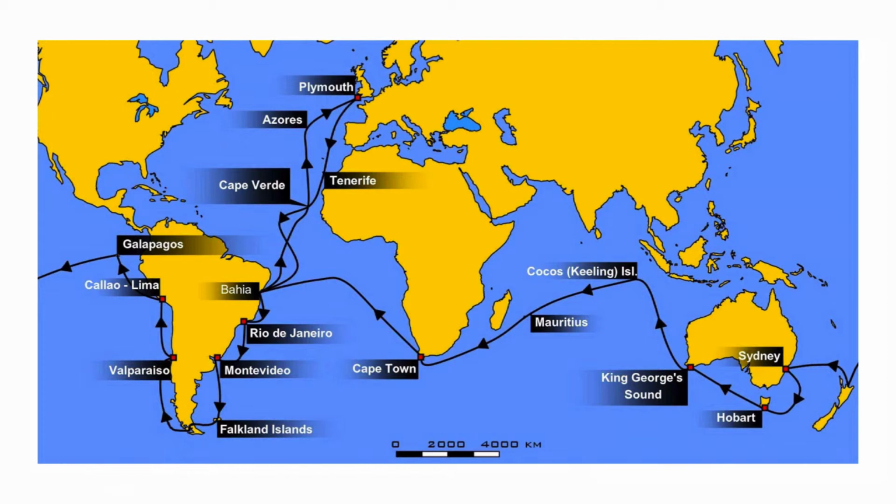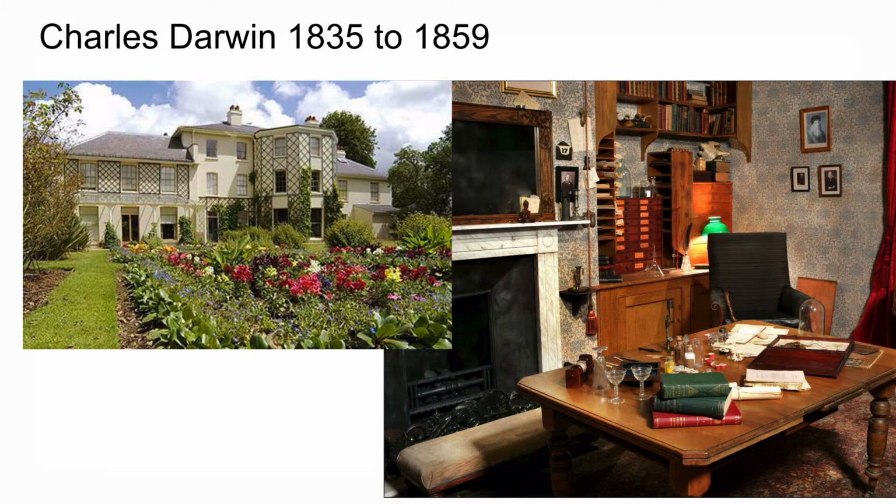This voyage took from 1829 to 1835, a long time. Darwin did a lot of collecting and sending back to England all sorts of plants and animals, and described them, especially in the Galapagos, but really all over.